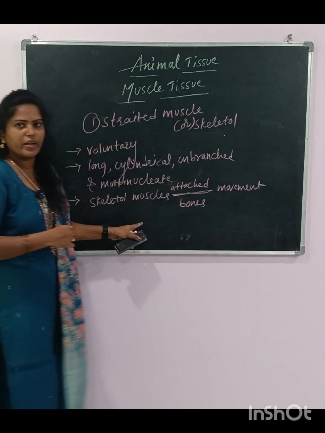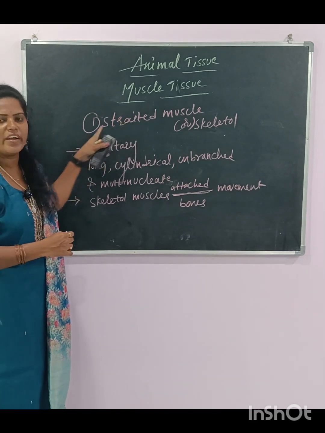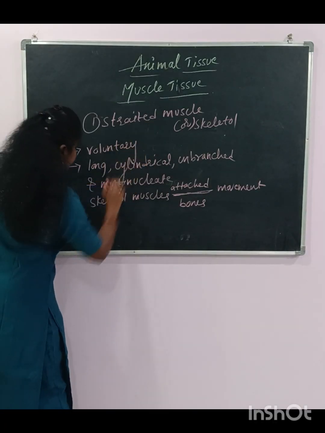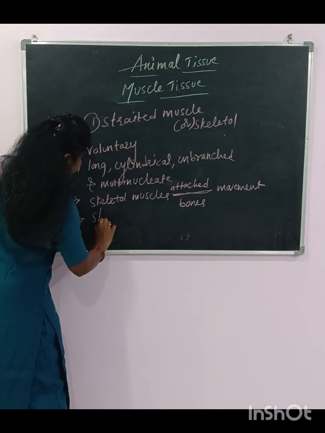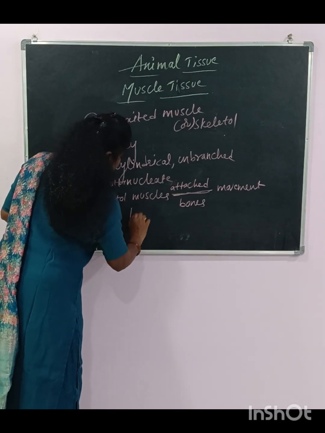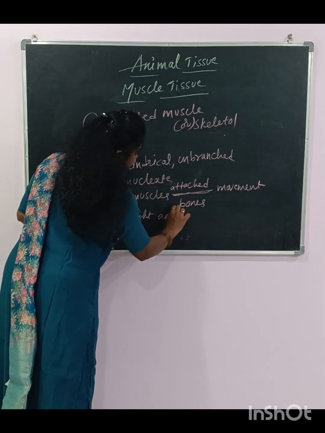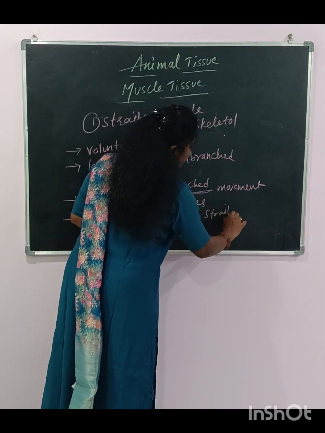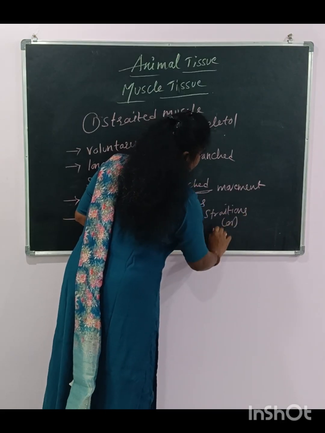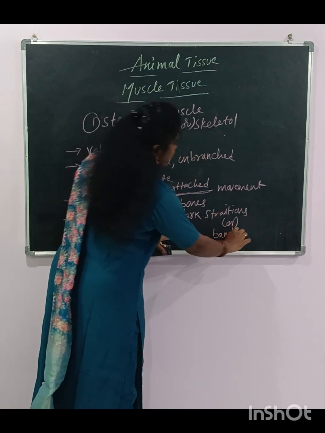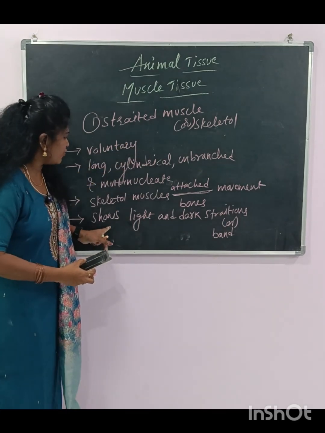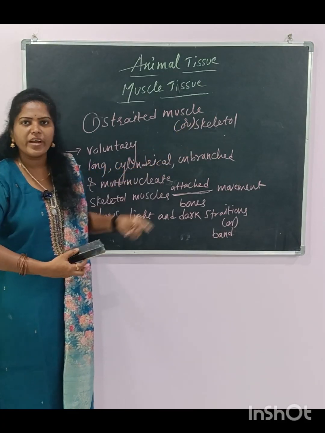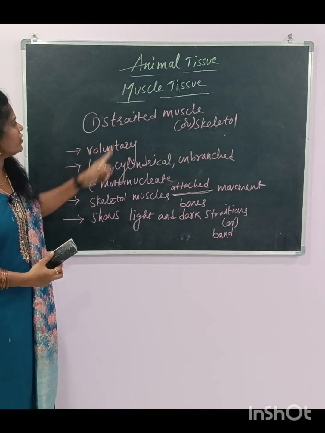And why is this muscle called striated muscle? Skeletal muscle is also called striated muscle because these muscles show light and dark striations, which are the bands. This striated muscle shows the light and dark striations. So that's why these muscles are called striated muscles. So this is all about the striated muscle.